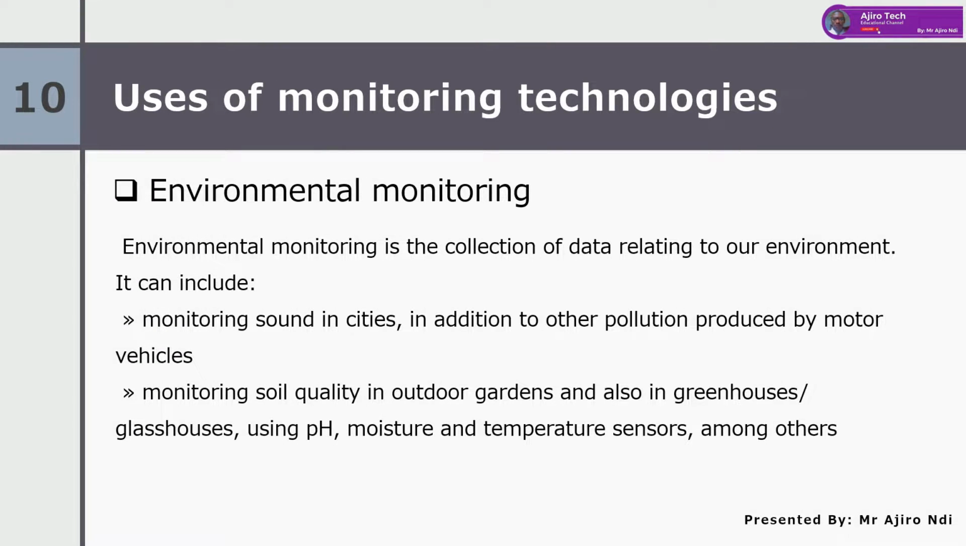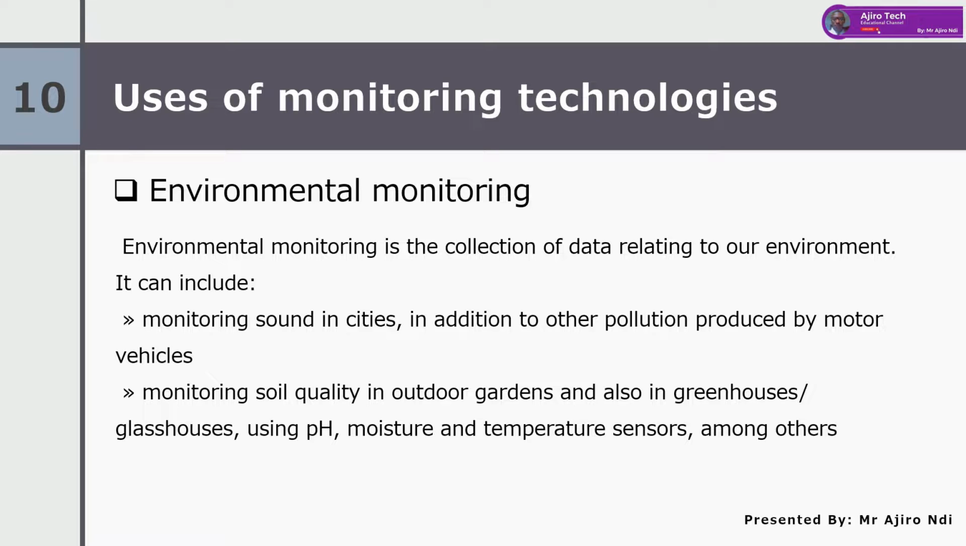Environmental monitoring. When we talk about environmental monitoring, we are talking about the collection of data relating to our environment. It can be monitoring sounds in cities, in addition to other pollution produced by motor vehicles. It could be monitoring soil quality in outdoor gardens and also in greenhouses, using pH, moisture, and temperature sensors, among others.